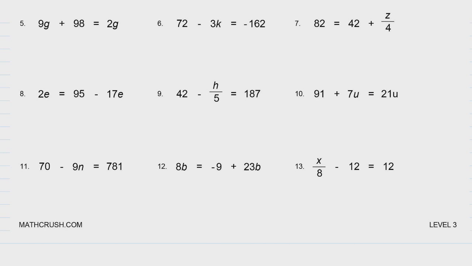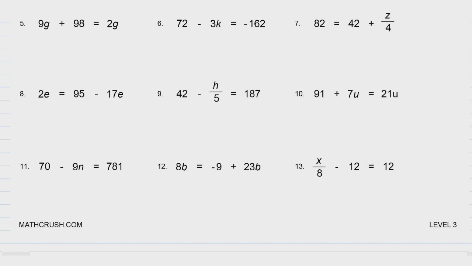Welcome back. You were supposed to do 8, 9, and 10. Let's take a look at problem number 8. Problem 8, you have 2e, so you have a variable and a number on this side, so no one is happy. You have 95 minus 17e. Again, you have numbers and a variable on this side, no one is happy. So we have to move something to make somebody happy.